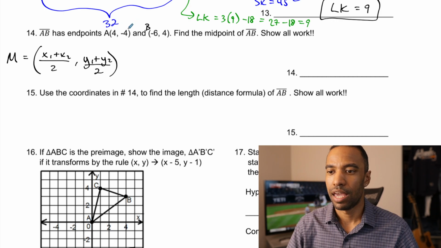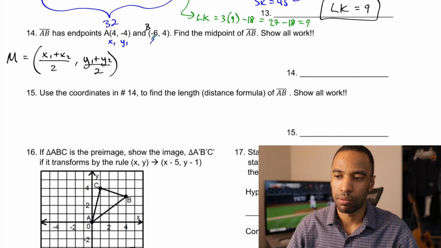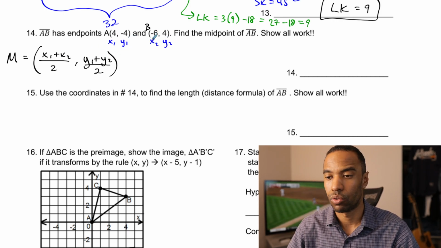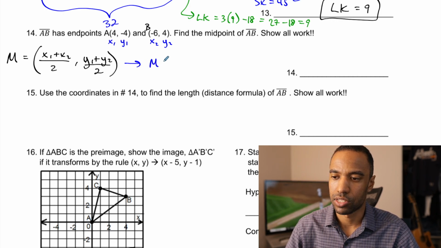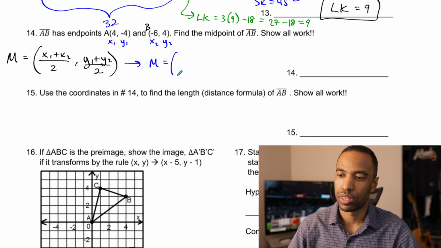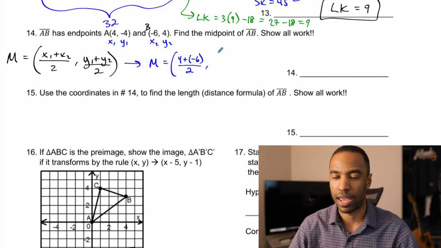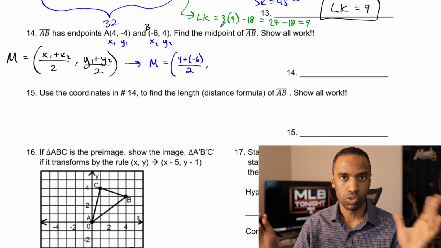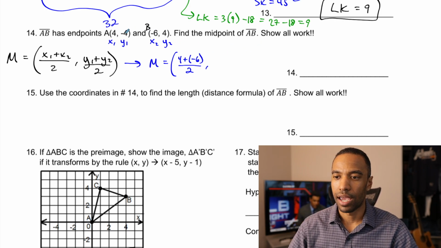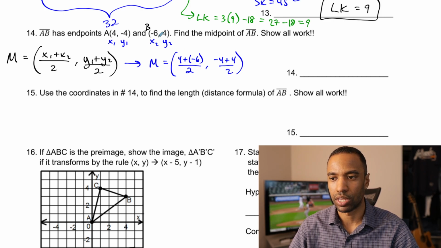If I treat A as having my x1, y1 values and B as having my x2, y2 values, then I can substitute into this formula and go to work. So for my midpoint, I'm going to take x1 plus x2, add 4 with negative 6, and then divide that by 2, thereby averaging them. When you average two numbers, you get the halfway in-between number, also known as the midpoint. And then negative 4 plus 4 divided by 2 for the y values.